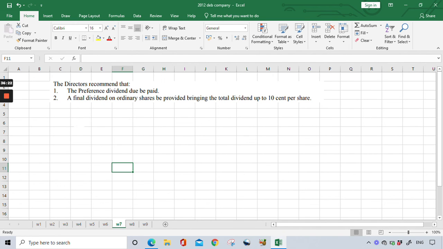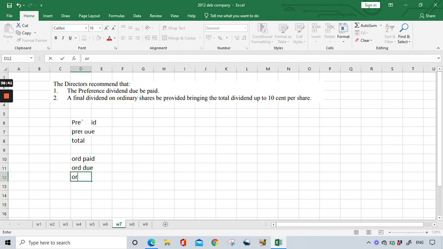So dividends I always treat like this. I lay it out: preference, paid, preference due, total, and then I do ordinary, paid, ordinary, due, ordinary, total. So I always deal with the preference dividend first.